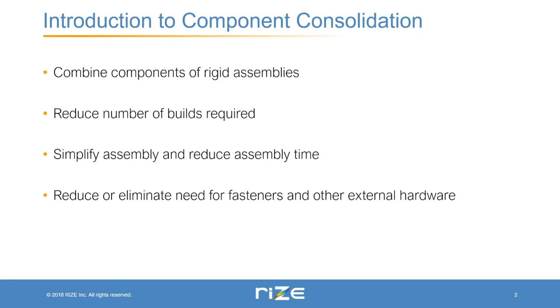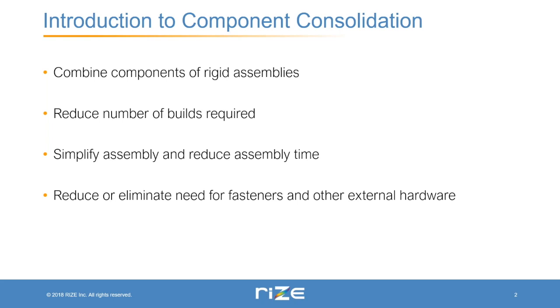So the most effective way of using component consolidation is to combine components of rigid assemblies. So if you have a combination of parts that are manufactured separately but then fastened rigidly together, this could include sheet metal, it could include milled parts, but the most important thing is that it's easiest to do component consolidation if those components are fastened rigidly together.